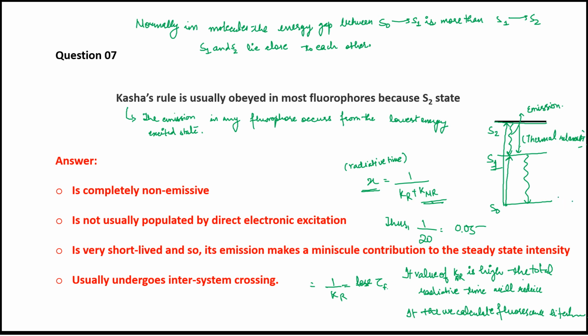The question they had asked is, Kasha's rule is usually obeyed in most fluorophores because the S2 state is... Now what happens in most of the cases is, from S2 to S1, which has both the steps, the radiative and non-radiative emission, the non-radiative emission constant, its value is quite high. Because of this, the whole radiative time reduces. And in this relatively less radiative time, the lifetime of fluorescence is further reduced.